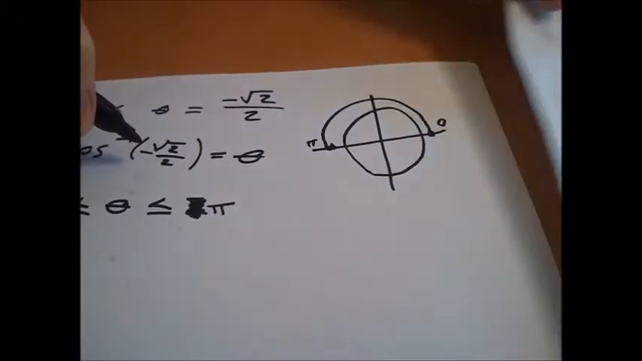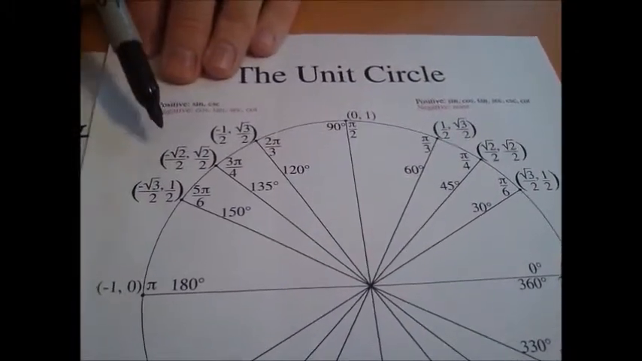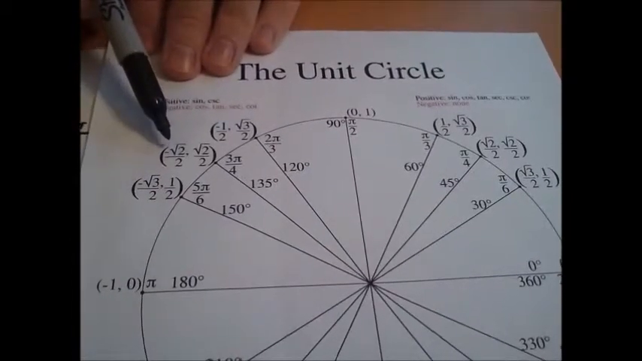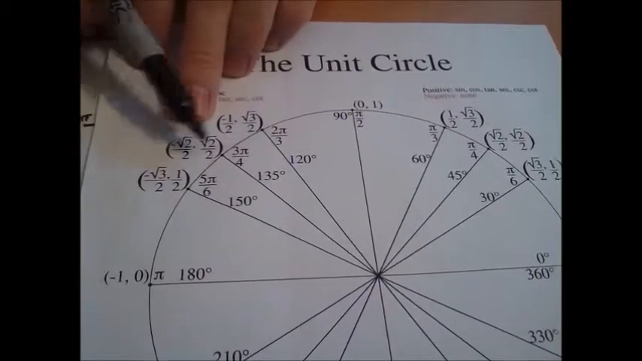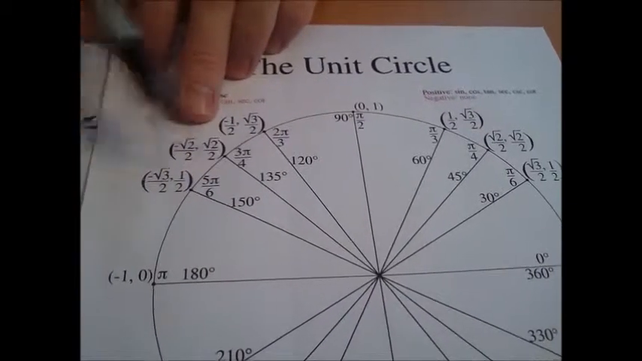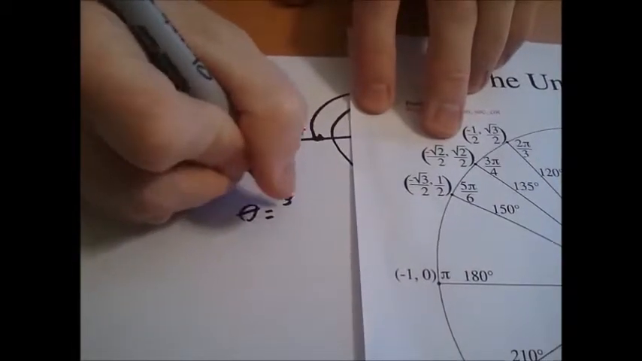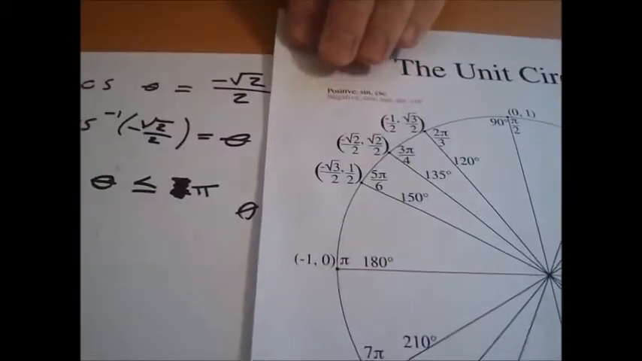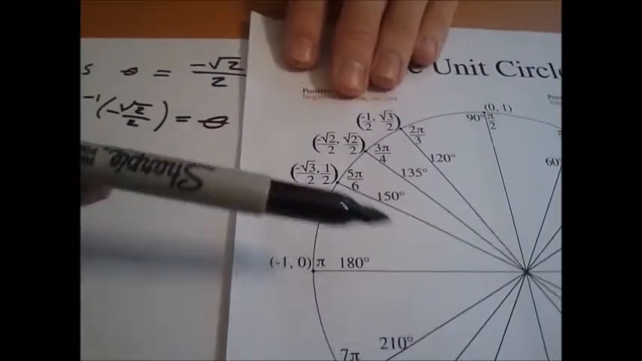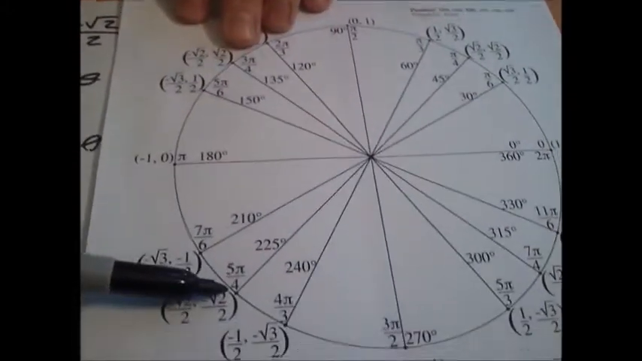So negative square root of 2 over 2, I look up here, I see that for an x value, I'm on the top, I've got negative square root of 2 over 2 for 3 pi over 4. So my theta would be 3 pi over 4. But there's also another one here. You quite often will find two that match up. 3 pi over 4 will work, but also 5 pi over 4 down here on the bottom.